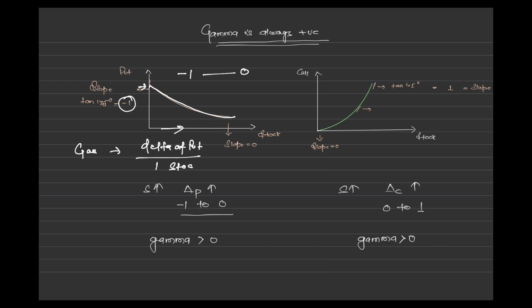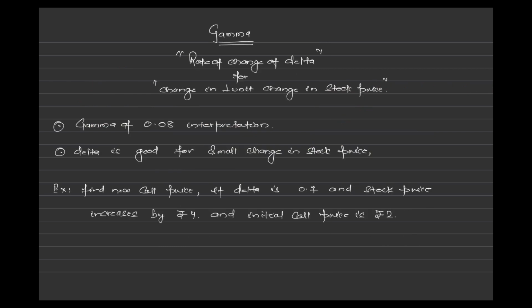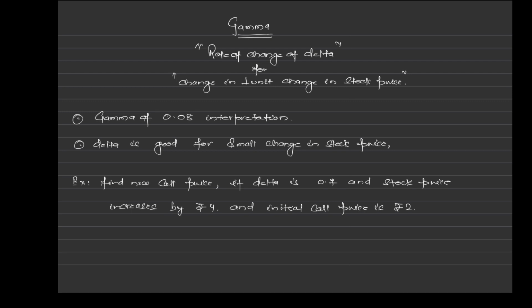And for call, it is moving from 0 to 1. It is easy to understand that when the stock price is increasing, the delta, which is the slope of this graph, is moving from 0 to 1, again increasing. So therefore, the gamma of call is also positive and gamma of put is also positive. So what is gamma? Gamma is the rate of change of delta for 1 unit change in the stock price.